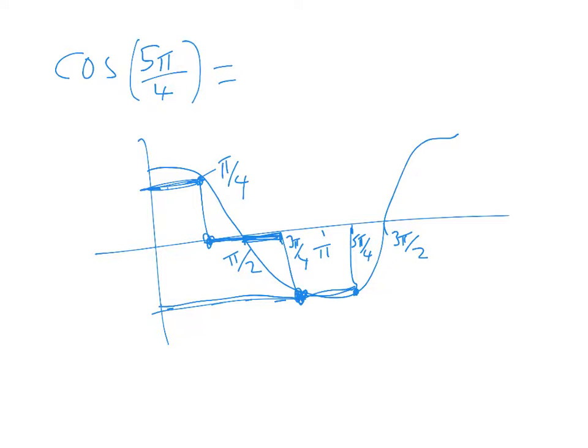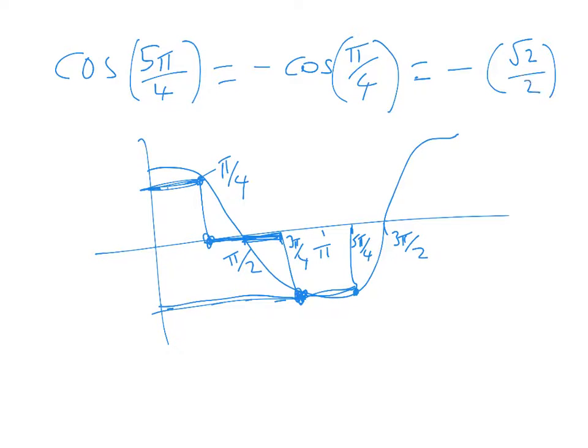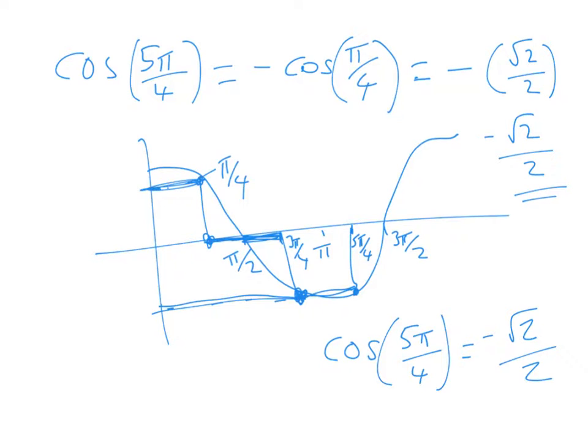So what that means is that's negative cos of pi over 4. Well, what is cos pi over 4? Let's remember, cos of pi over 4 was root 2 over 2. So it's negative root 2 over 2 is my answer. So I'll just write it down here. Cos of 5 pi over 4 equals negative root 2 over 2.